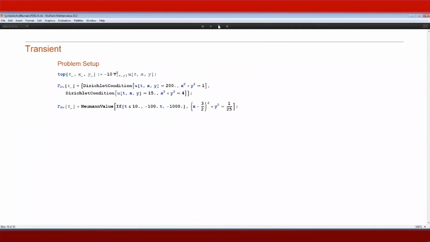To model this, we use the negative Laplacian of the dependent variable u that now is also time dependent. We specify two Dirichlet conditions, one on the inside and one on the outside. At the inside, the dependent variable u is set to 200, and at the outside, the dependent variable u is set to 15 degrees. The Neumann value models the amount of energy that's absorbed by the cooling liquid. For times t smaller or equal to 10, the amount slowly grows until it reaches its maximum.